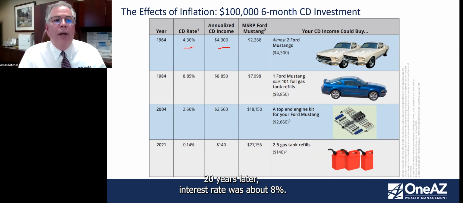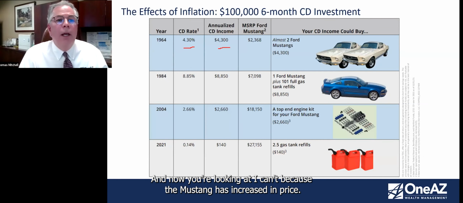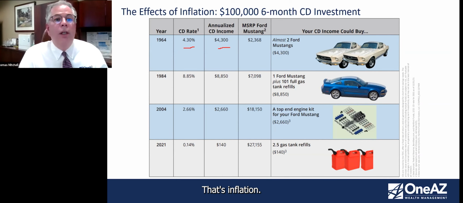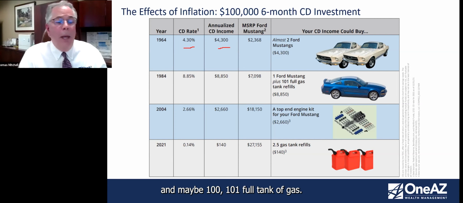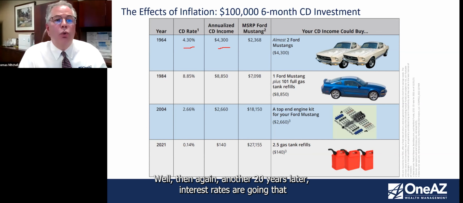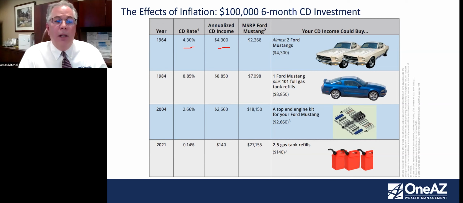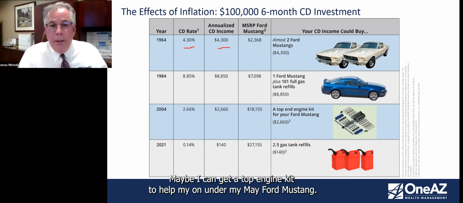Then you go 20 years later, interest rate was about 8%. And now you're looking at, oh, I can't, because the Mustang has increased in price. That's inflation. It's gone up to $7,000. Now I can only buy one Mustang and maybe 101 full tanks of gas. Well, then again, another 20 years later, that same CD is going to only generate me about $2,600. Well, what can I get? I can't even get a Mustang at all. That's $18,000. And on top of that, what can I get? Maybe I can get a top engine kit to help my Ford Mustang.